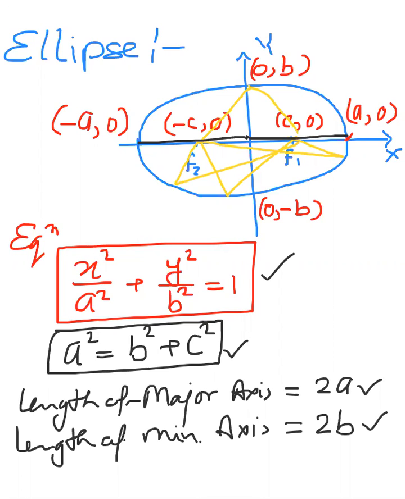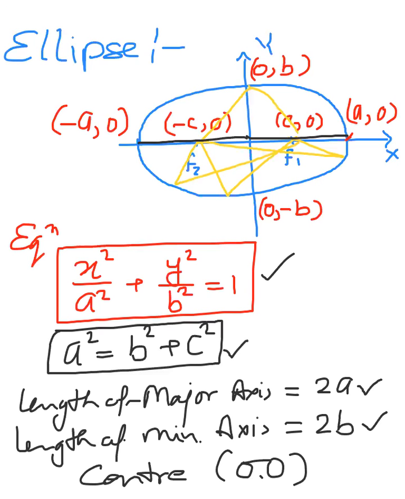The center of the ellipse is the origin, that is 0, 0. Now the next thing is two more small things.